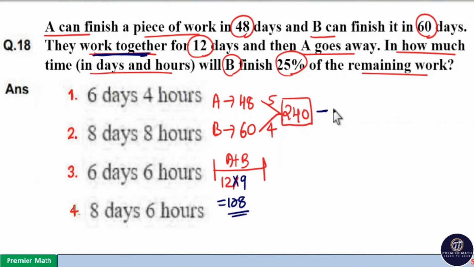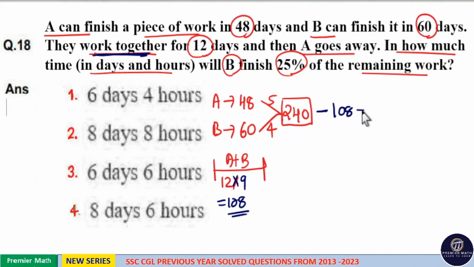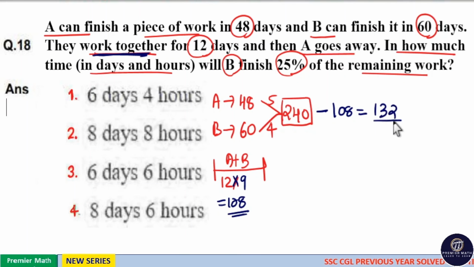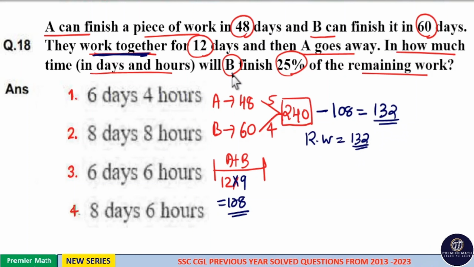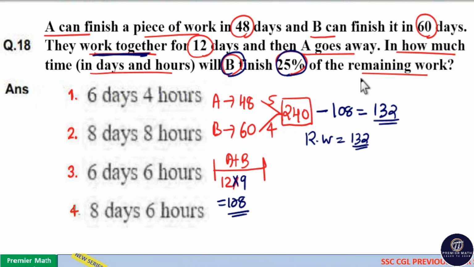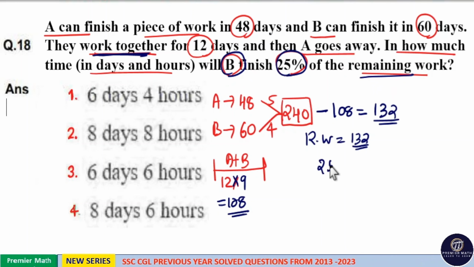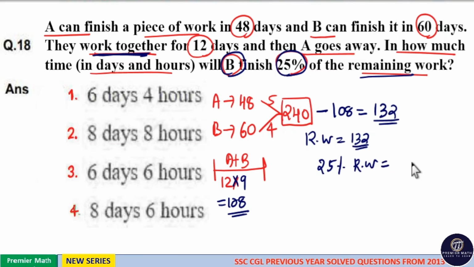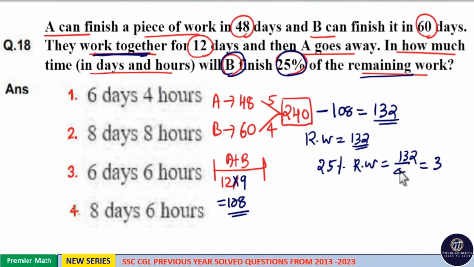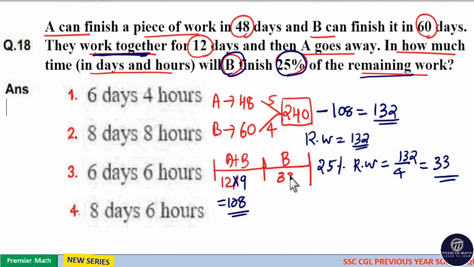So remaining work is equal to total work 240 minus 108, which is equal to 132 units. But the question says in how much time we will finish 25% of the remaining work. So 25% of remaining work is equal to 1 by 4 of 132, which is equal to 4 goes 3 times in 12, 33 units of work. So we have to find in how much time B alone will finish 25% of the work, that is 33 units of work.